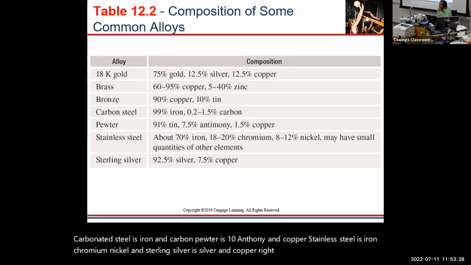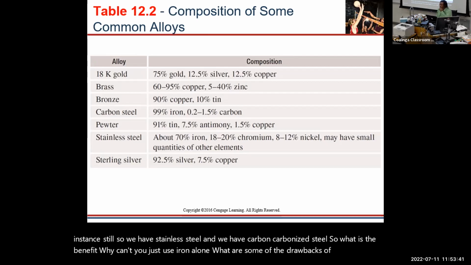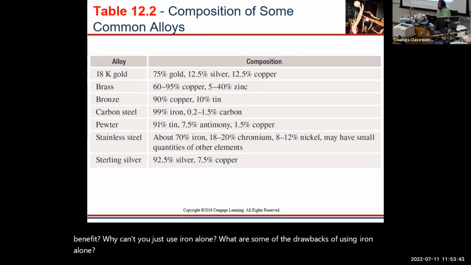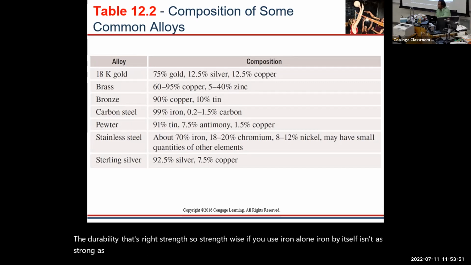So what is the benefit? Like for instance, steel. We have stainless steel and we have carbonized steel. What is the benefit? Why can't you just use iron? What are some of the drawbacks of using iron? The durability, that's right. Strength, yeah. So strength-wise, iron by itself isn't as strong as carbonated iron. Carbonated iron makes it so much stronger.